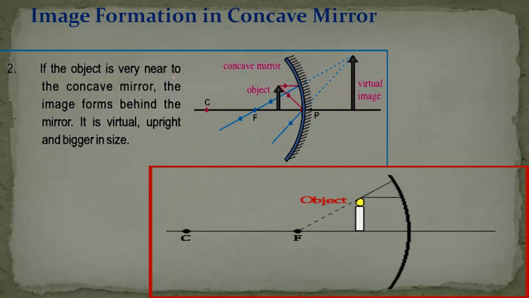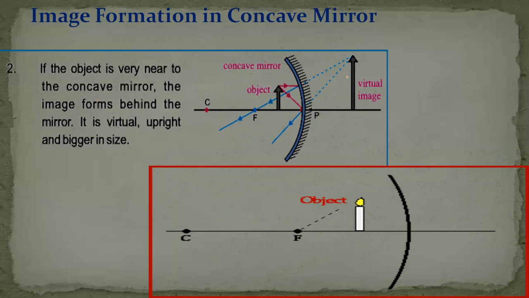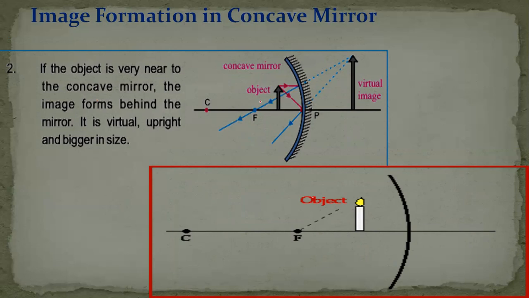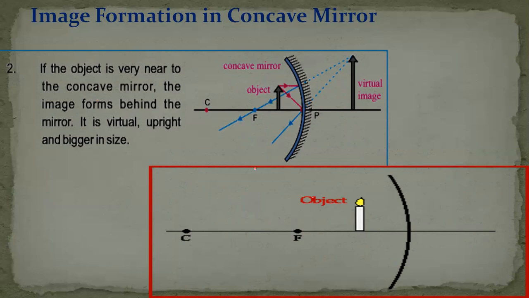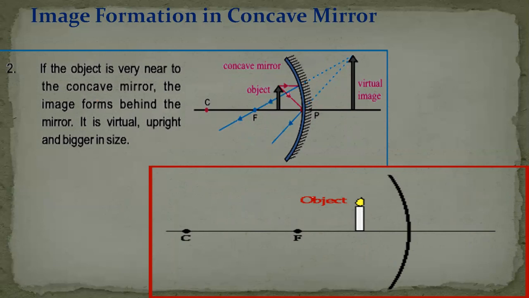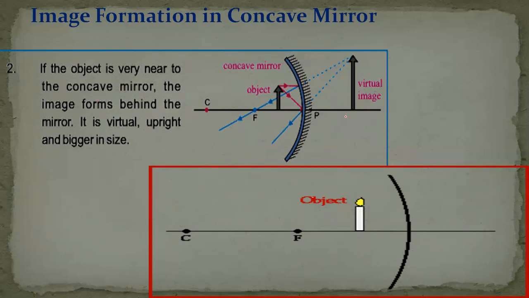Then, if the object is very near to the concave mirror, like inside the principal focus, what will happen? The image forms behind the mirror because light rays strike very soon here. One moves from here, some just from the common focal point, and others diverge, like they move in different directions. When they meet on the other side, that is an imaginary line, which means on the other side you can see an upright, straight image, but it is larger in size. So that is a virtual image.